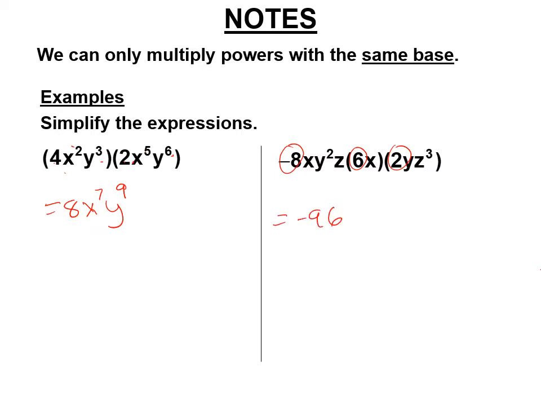All right, now let's look at the x's. We have x times x, so that's x squared. We have y squared times y, that's y cubed. We have a z now, z times z cubed, z to the 4th. So you'd say that is negative 96, x squared y cubed, z to the 4th. Practice saying that.